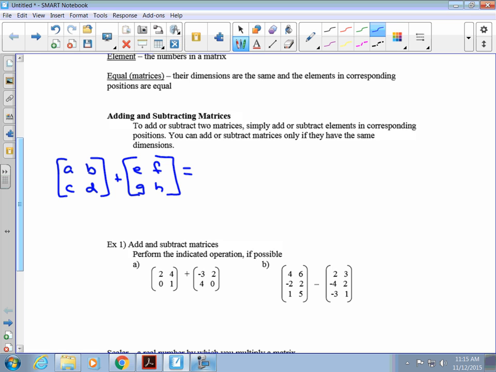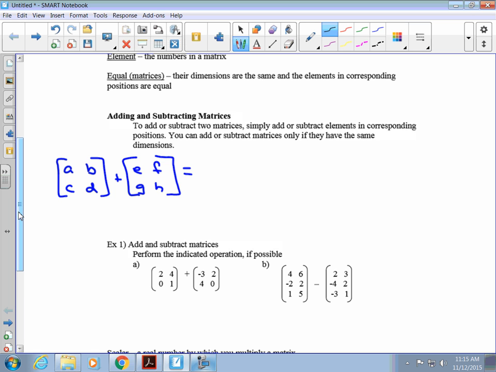So when we add these, it says to add or subtract two matrices, simply add or subtract the elements in the corresponding positions. You can add or subtract matrices only if they have the same dimensions. So they must be a 2 by 2 and a 2 by 2, or a 5 by 5 and a 5 by 5, or a 1 by 7 and a 1 by 7, as long as they have corresponding elements.